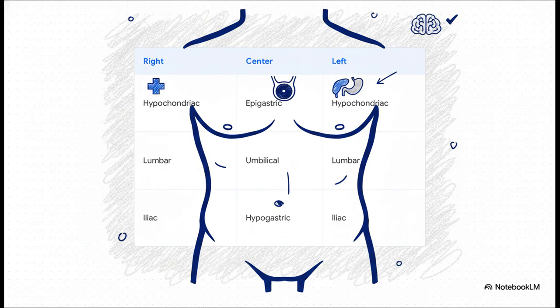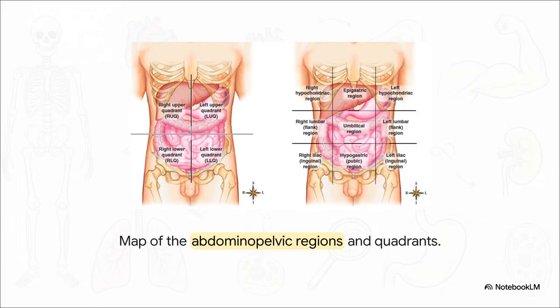You've got your center column, epigastric up top, umbilical right in the middle, and hypogastric at the bottom. Then that center column is flanked by the hypochondriac, lumbar, and iliac regions on both the right and left sides. Tying it all together visually, you can clearly see that tic-tac-toe board projected right onto the abdomen.